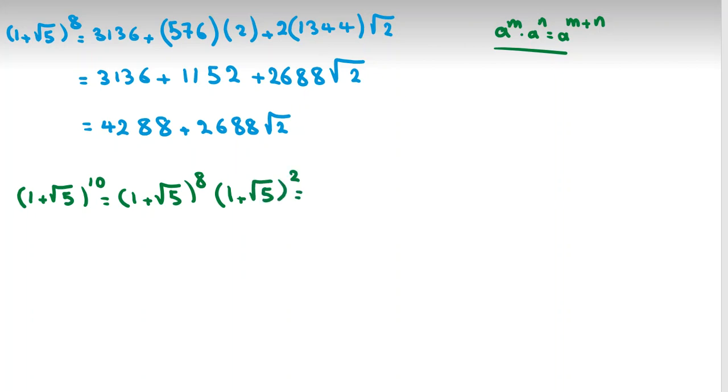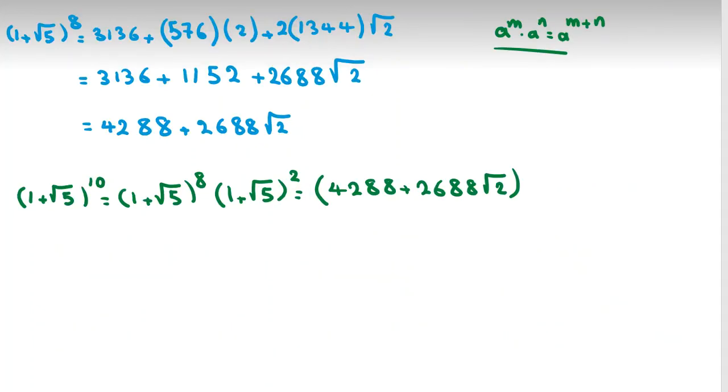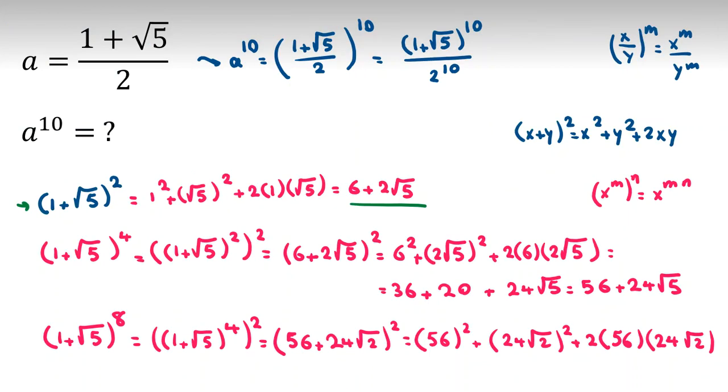(1 plus root 5) to the power of 8 from the previous line is 4288 plus 2688 root 2. (1 plus root 5) squared here is 6 plus 2 root 5. Let me check. Oh, here, let me tell you, we made a mistake, but it's not important. I will correct this: this is 24 root 5. So it will be 24 root 5. Let me correct this part easily.